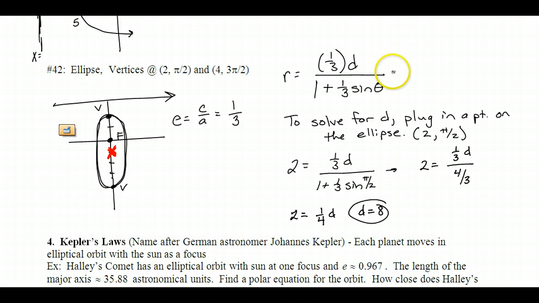And now when I rewrite my equation, if D is equal to 8, I would have 8/3 divided by 1 plus 1/3 sine theta. And now I'm going to multiply the numerator and denominator by 3. So my final answer here is going to be 8 divided by 3 plus sine theta.